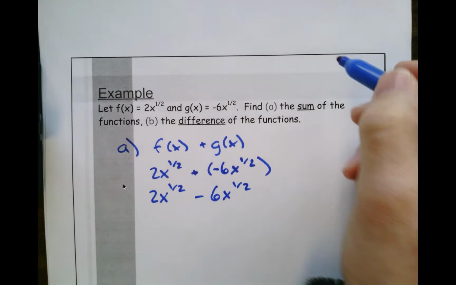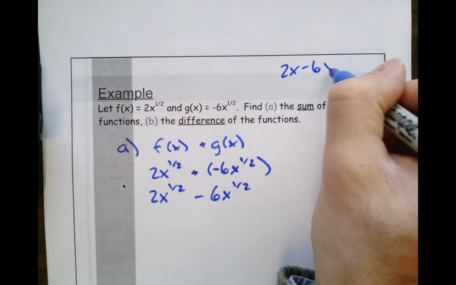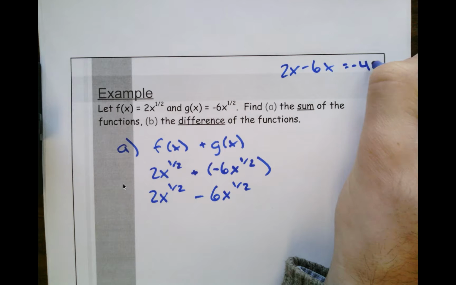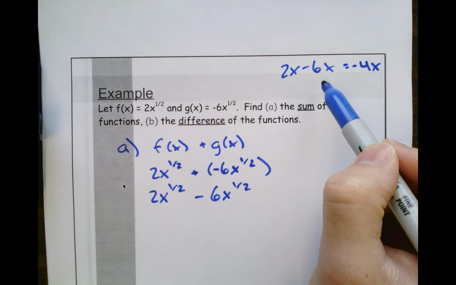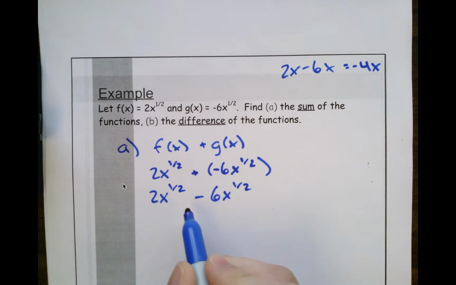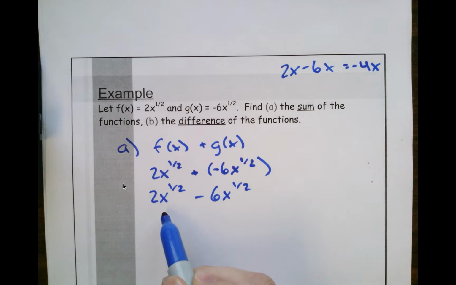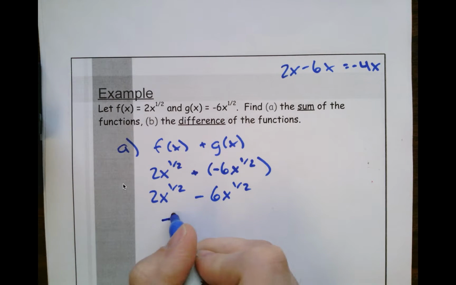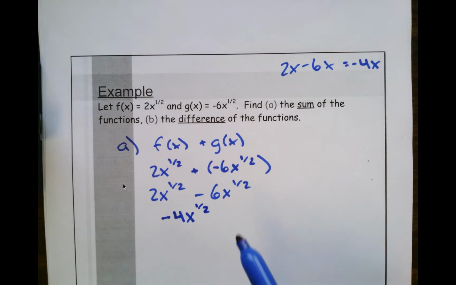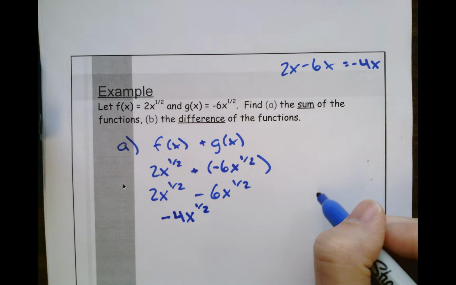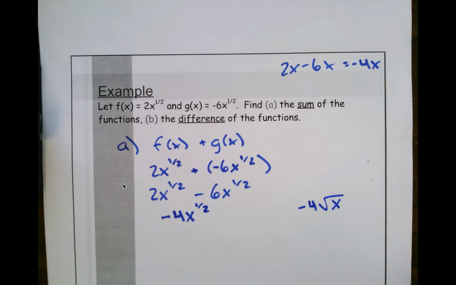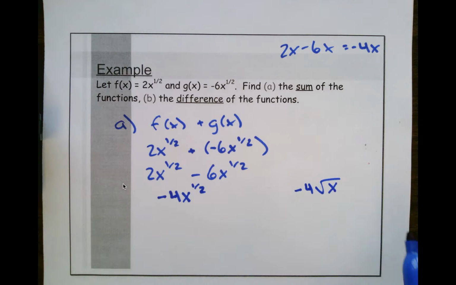Now, this is not any different than if it were 2x minus 6x. We're combining the like terms. So we would do 2 minus 6, and it would give us negative 4x. If I have 2 apples, and I'm supposed to give 6 away, I'd be in debt of 4 apples. It's the same concept here. 2x to the 1/2 minus 6x to the 1/2 would be negative 4x to the 1/2. And we can leave it like that. But just remember, anytime something's written to the 1/2, that's essentially saying negative 4 times the square root of x, because x to the 1/2 can be written as the square root of x.